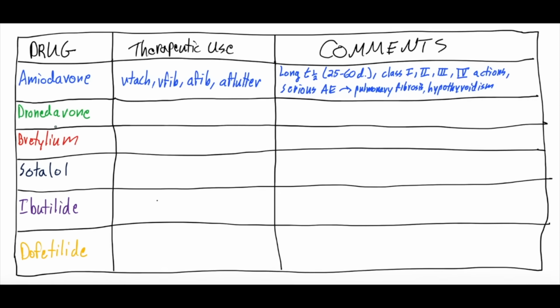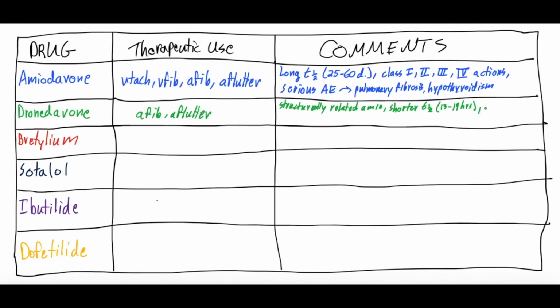All right, next one is dronedarone. This is often used for AFib, A-flutter, so just those atrial tachydysrhythmias. It is structurally related to amiodarone, which I actually didn't know until I put together this discussion. So structurally, it's related to amiodarone. I'm just going to write related to amio. With that, though, it has a shorter half-life. So as we saw with amiodarone, the half-life was 25 to 60 days. The half-life of dronedarone is only 13 to 19 hours, which is still a fairly long half-life for a drug in general, but obviously much shorter than amiodarone.